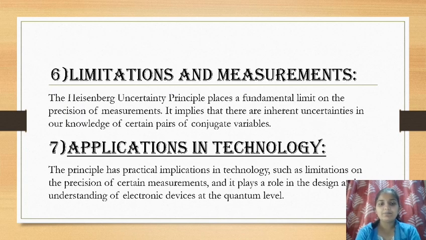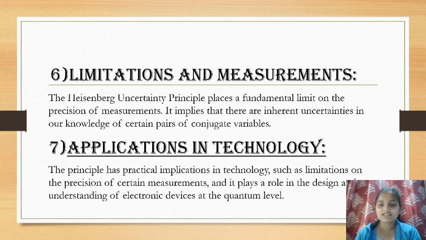Next are applications in technology. The principle has practical implications in technology, such as limitations on the precision of certain measurements, and it plays a role in the design and understanding of electronic devices at the quantum level. Next is limitations on measurements. The Heisenberg uncertainty principle places a fundamental limit on the precision of measurement. It implies that there are inherent uncertainties in our knowledge of certain pairs of conjugate variables.